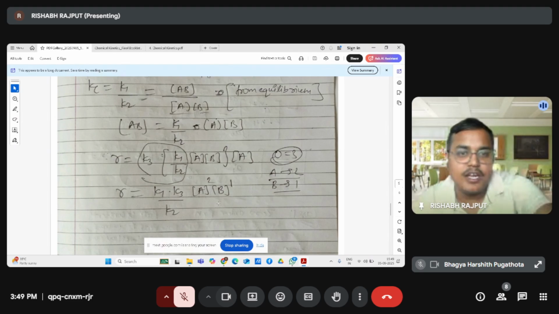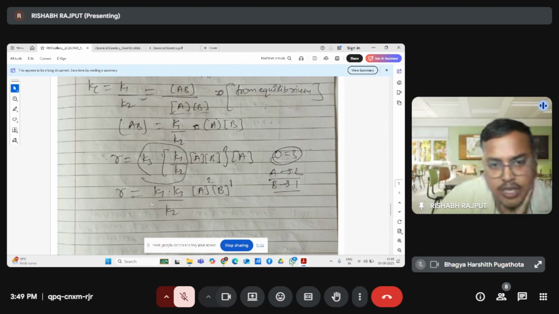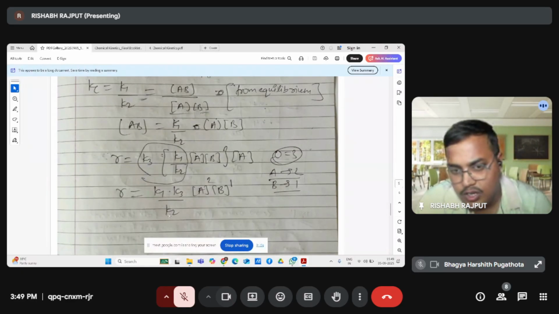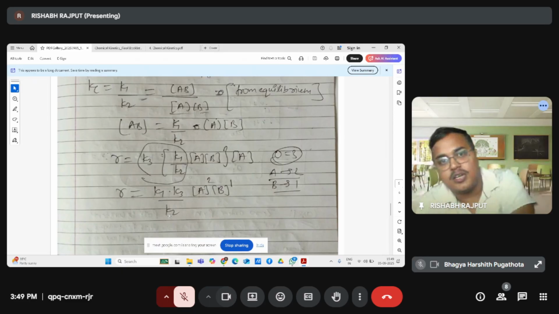And K1 K3 upon K2 is a constant value. They will give it to you in a question. Whenever they give you a numerical, I will teach you numericals in tomorrow's class, how you can solve this type of numerical. So please wait for tomorrow's numerical.